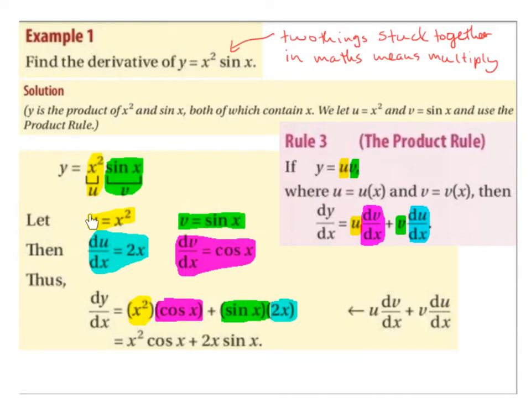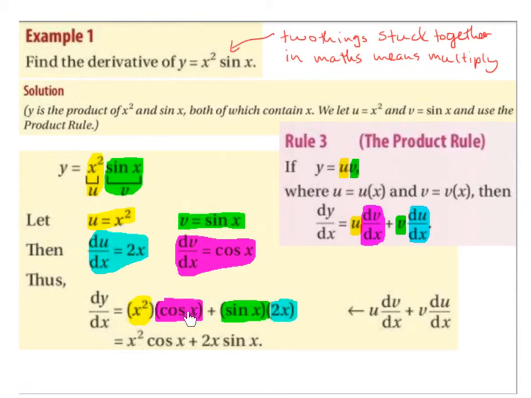So now we have everything we need to substitute into our formula. So we swap the u for x squared with brackets. We swap dv dx for cos x with brackets. Bring down the plus. We swap the v for sine x with brackets. And we swap du dx for 2x with brackets.